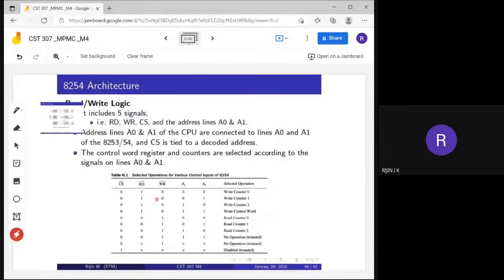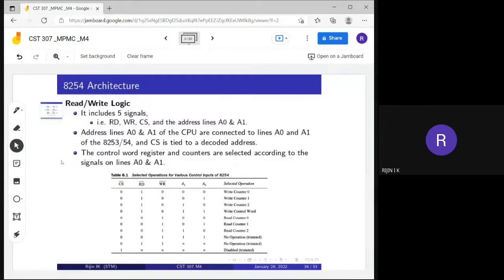Then this WR bar and RD bar. These are used to indicate whether it is a write operation or a read operation. These two are active low pins. Suppose WR bar is 0, it means it is a write operation, and if RD bar is 0, it means it is a read operation. So this is the read write control signals.